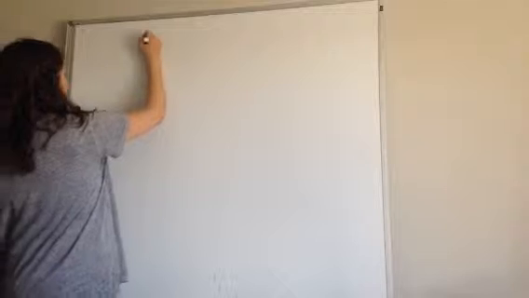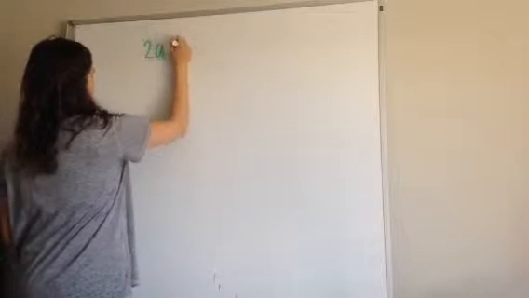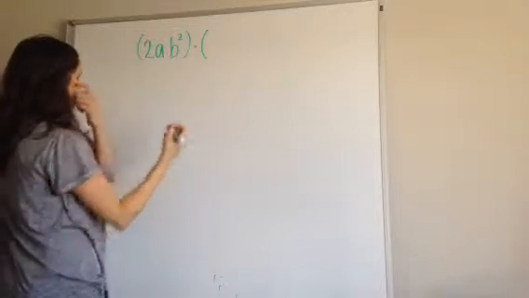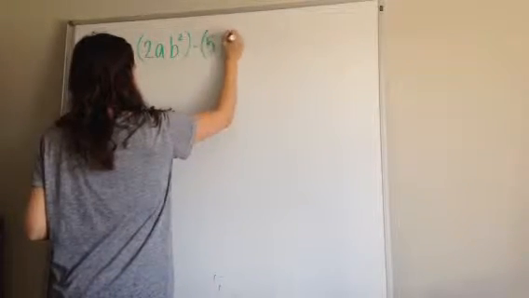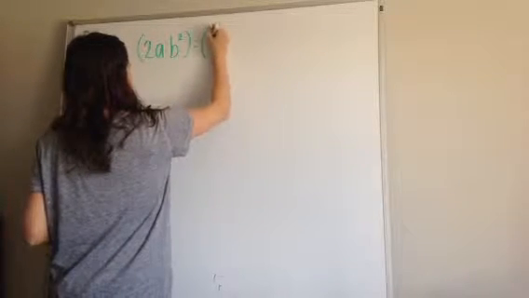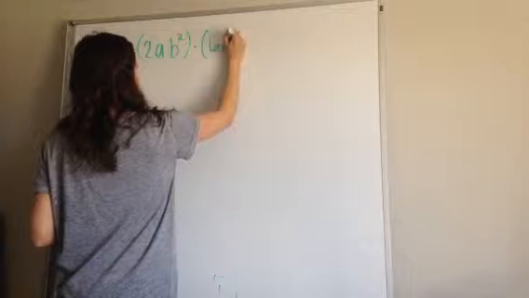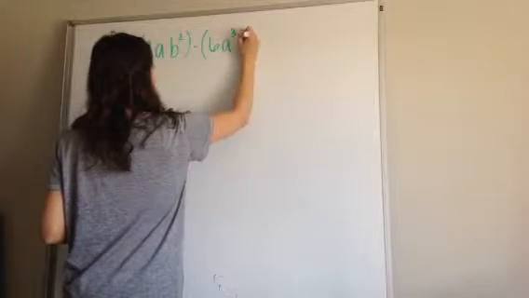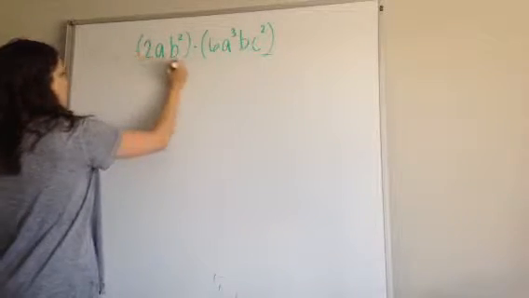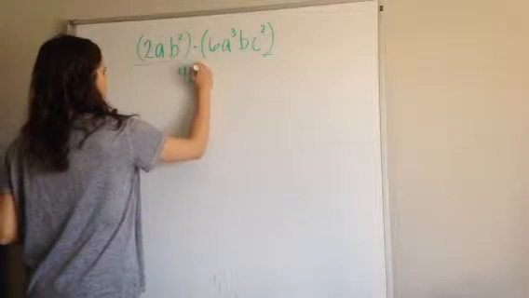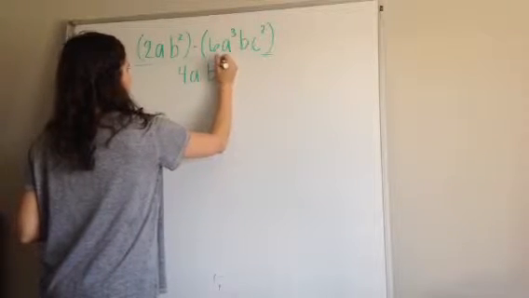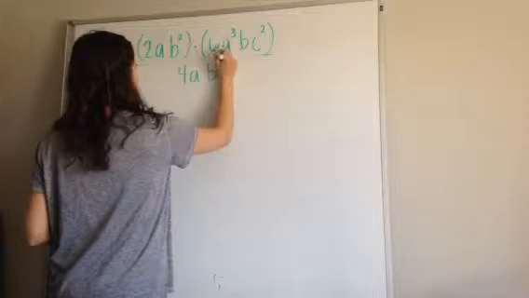So if I have 2ab squared times, I'm going to make that bigger, 6a to the third bc to the second, all over 4a b to the fourth.